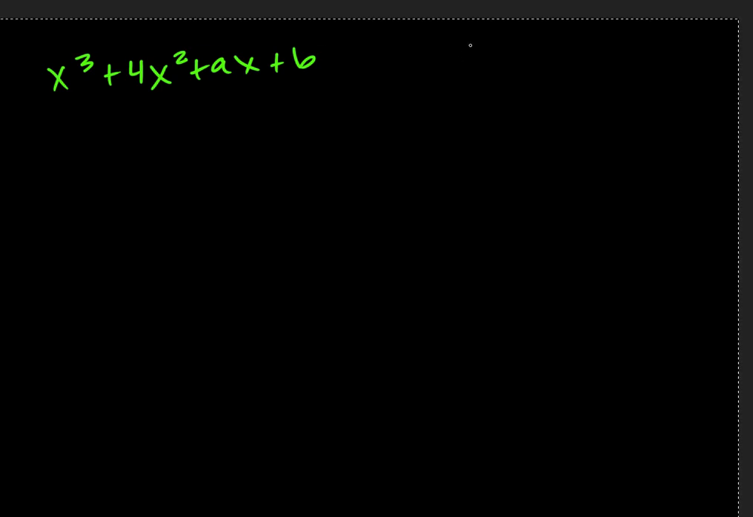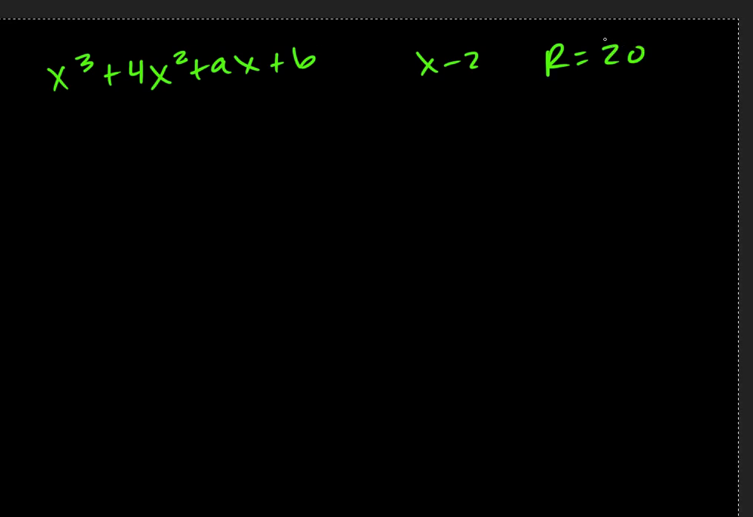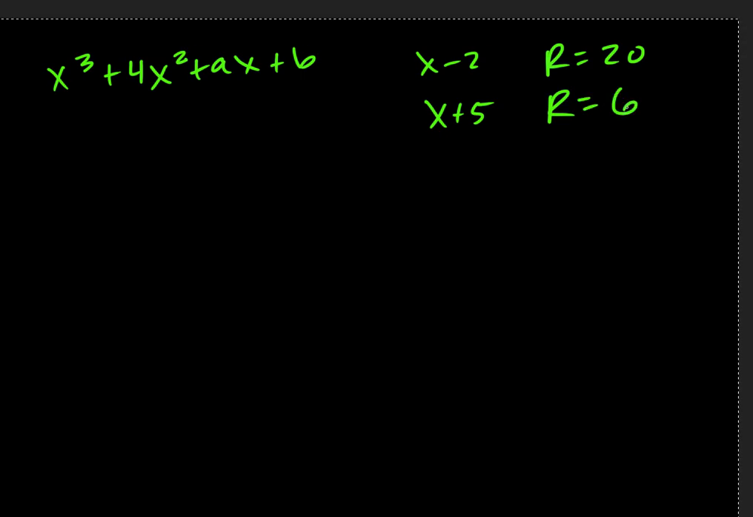Okay, the next one, we have x cubed plus 4x squared plus ax plus b. And when it's divided by x minus 2, then the remainder is 20. And when it's divided by x plus 5, the remainder is 6. And we need to find a and b.